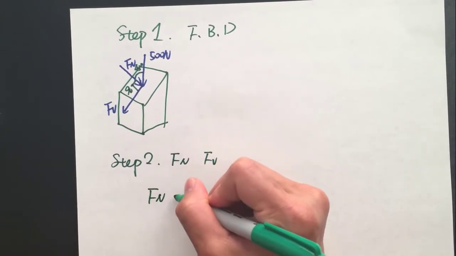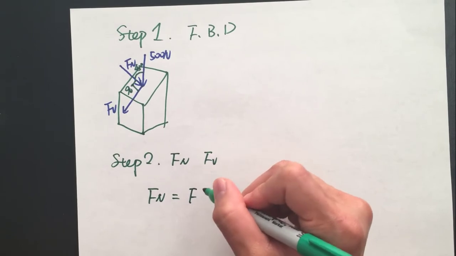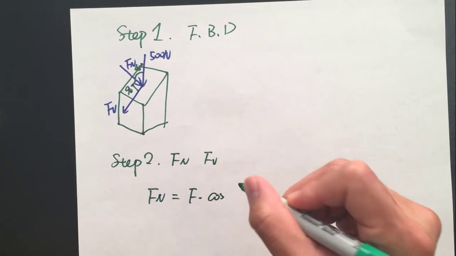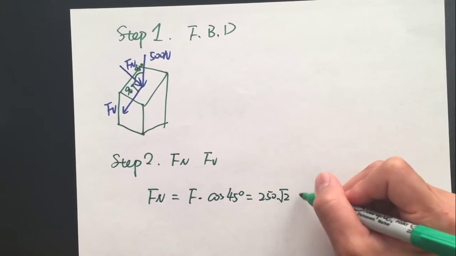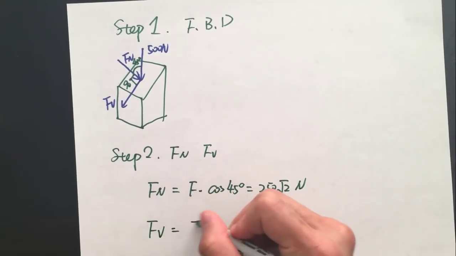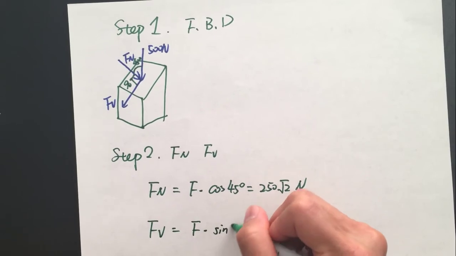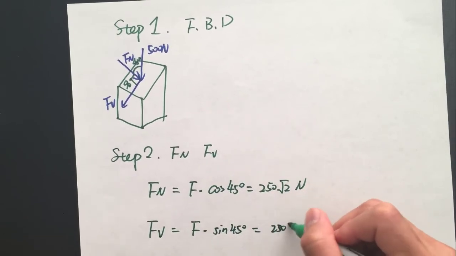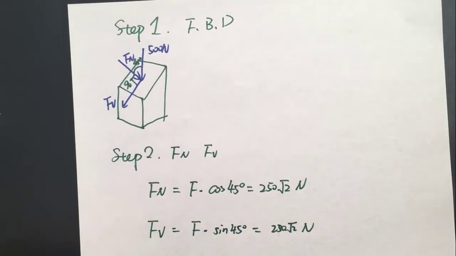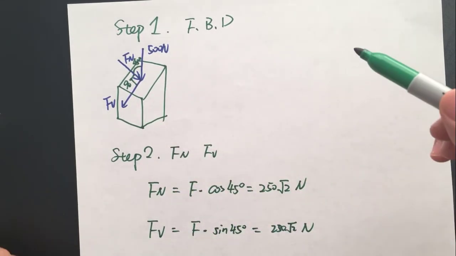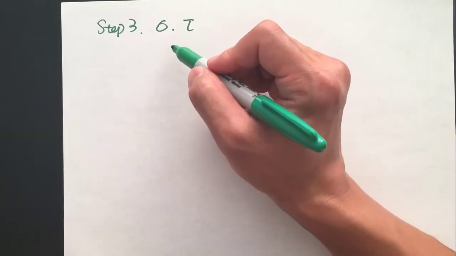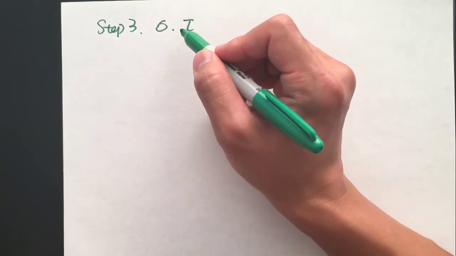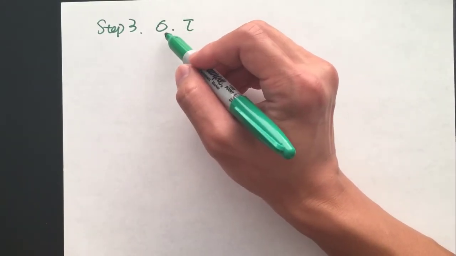Here, the normal force equals the 500 loading force times cosine 45, which equals 250 square root 2 Newton. The shear force Fv equals F times sine 45 degrees, which equals 250 square root 2 Newton. This is a special case because the angle is 45 degrees. Therefore, the normal force equals the shear force. So step 3 is to apply the definition to find sigma and tau.